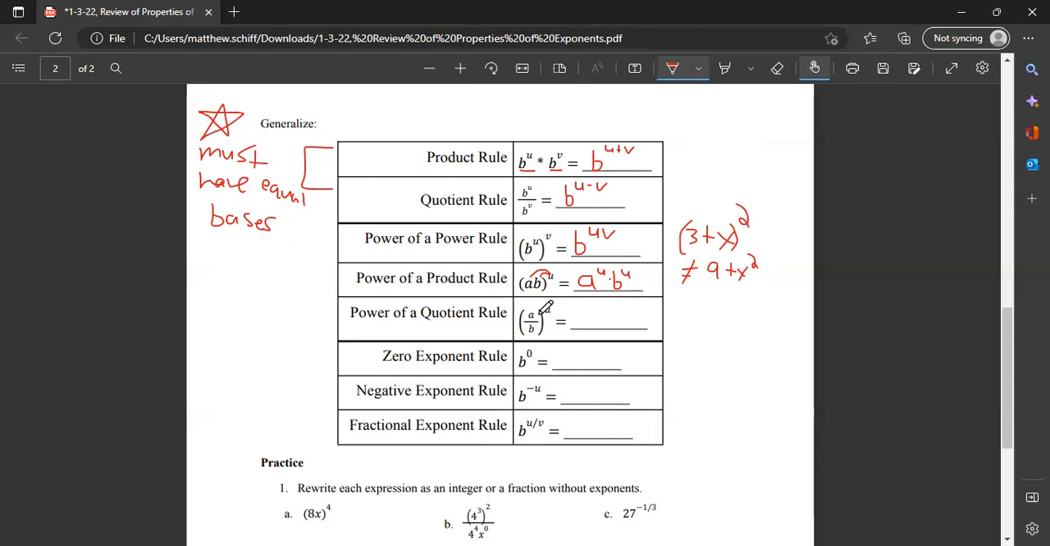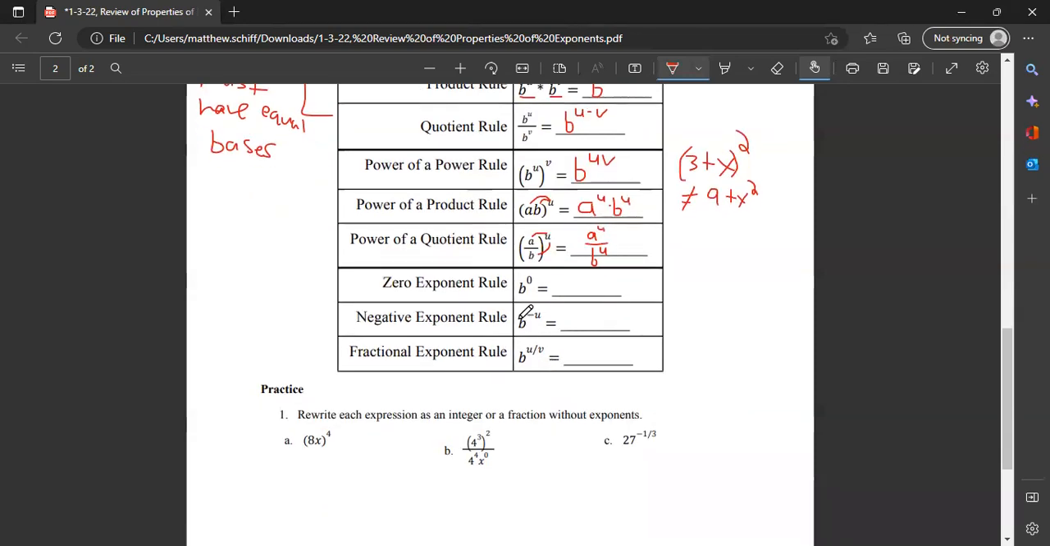You can also distribute the exponent over division, which is the power of a quotient rule. Because division can be interpreted as multiplication, like a over b is like a times 1 over b. So you may distribute the exponent over multiplication or division. The result of this, you get a to the u over b to the u.